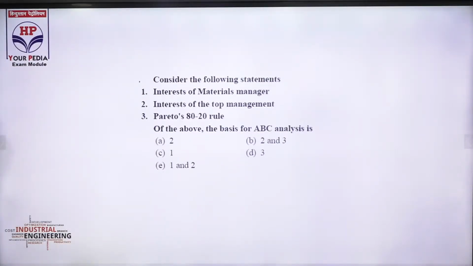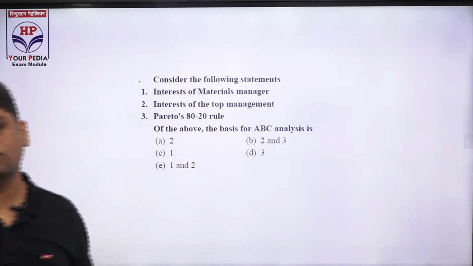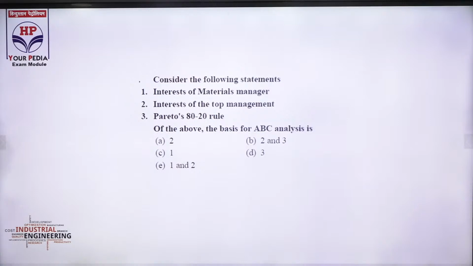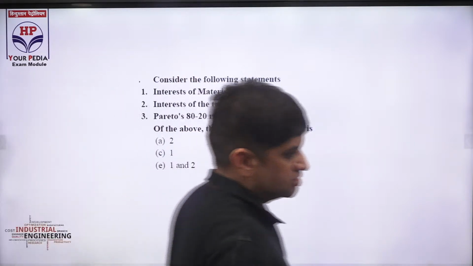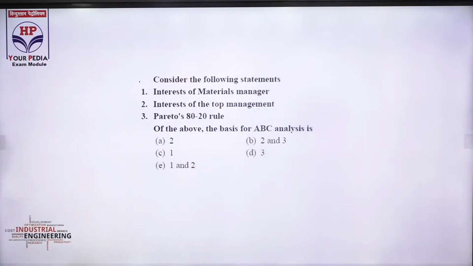Which of the following is the basis of ABC analysis? Interest of material manager, interest of top management, Pareto's 80-20 rule. What is the basis of ABC analysis? On what basis is ABC analysis done? Is this interest of top management? Interest of top management is in A class items, not in C class items. So on what basis is ABC analysis done? What is the basis for ABC analysis?